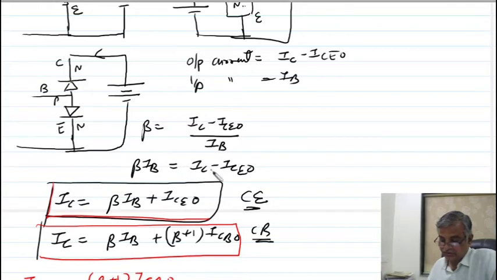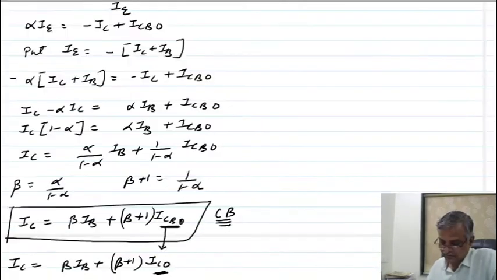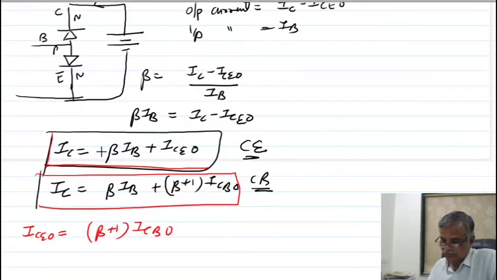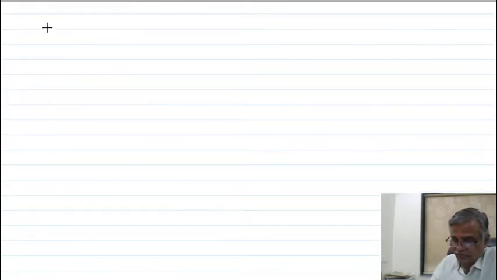So this equation is for common emitter, this is for common base, this is for common emitter. If you compare this, you are finding like this. I think you understand the relation between ICEO and ICBO. Let us see one more equation, simple equations.